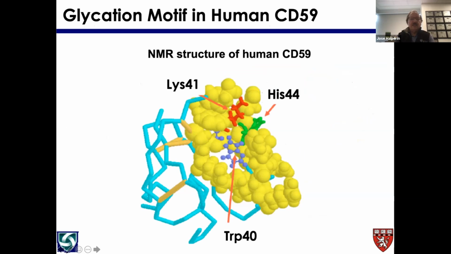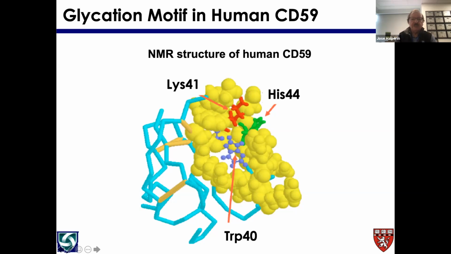When the NMR structure of human CD59 was published, we found a putative glycation motif at the core of the active site of human CD59 that centers around tryptophan 40. The presence of a lysine 41 and a histidine 44 very close by suggested to us that this could be a glycation-prone motif in the active site of human CD59.